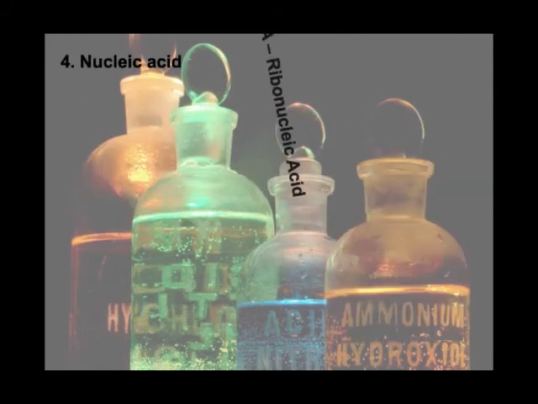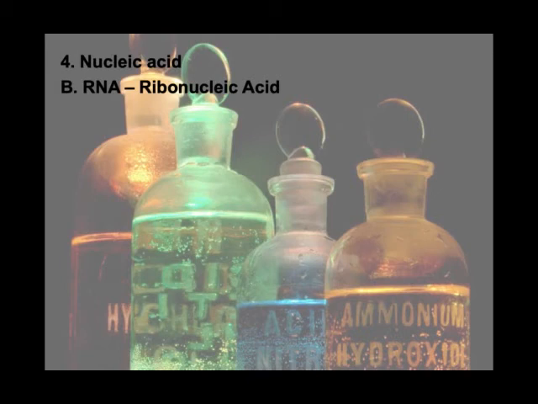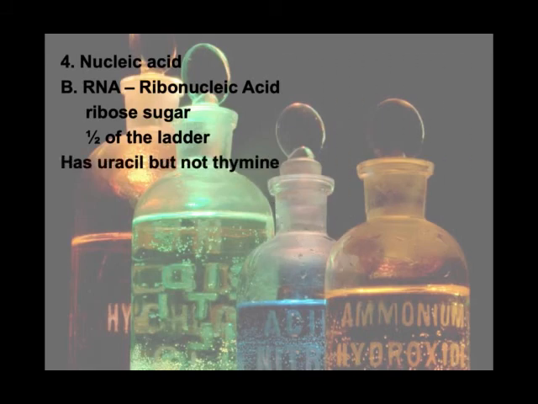The other type of nucleic acid is RNA, ribonucleic acid. Again, you have to learn how to spell ribonucleic acid, but let's be honest, if you can spell deoxyribonucleic acid, you've got this one nailed. So there are some differences. Instead of the deoxyribose sugar, it just has ribose sugar in it, and it's only half of the ladder. The other difference is it has uracil where there normally would be thymine. So there's no thymine in RNA, and it has uracil wherever it would have a thymine.